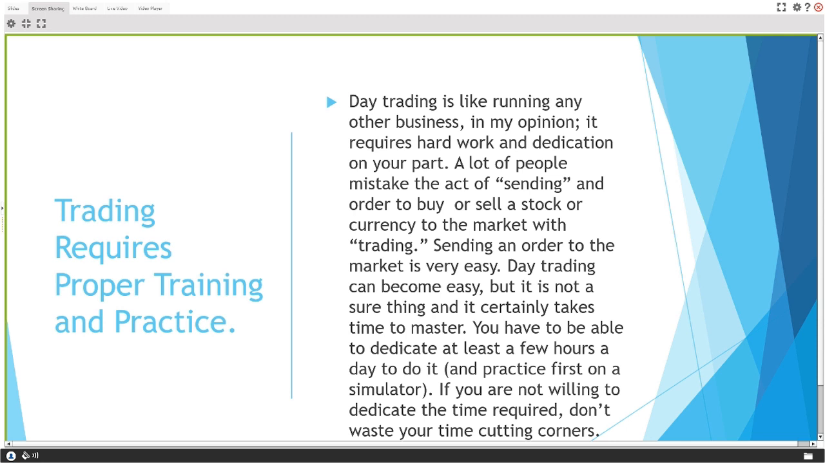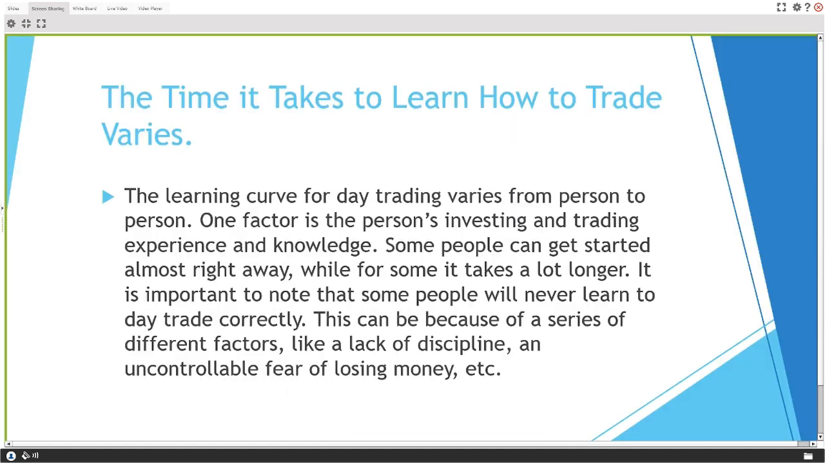And at first, it's not going to be $27,000 at the start. It's going to take time. And that's what I really want you guys to understand. Now, we're going to be diving into this a little bit more, but the time it takes to learn how to trade varies. So the learning curve for day trading varies from person to person. One factor is the person's investing and trading experience and knowledge. Some people can get started almost right away, while for some it takes a lot longer.